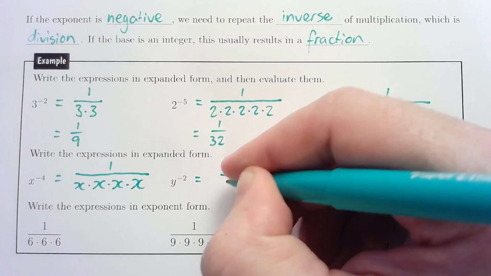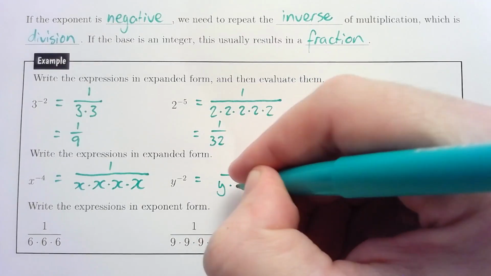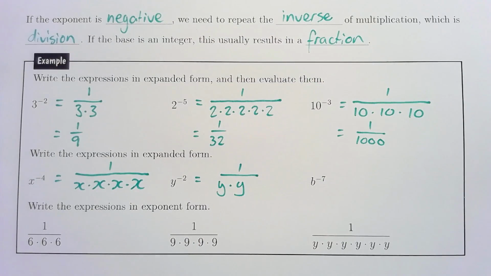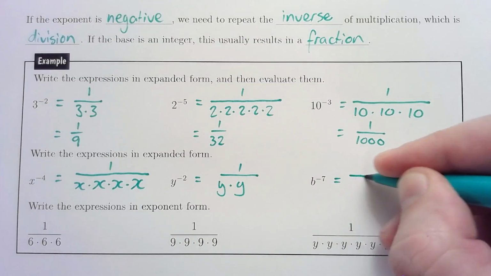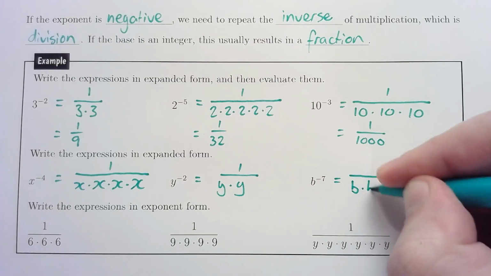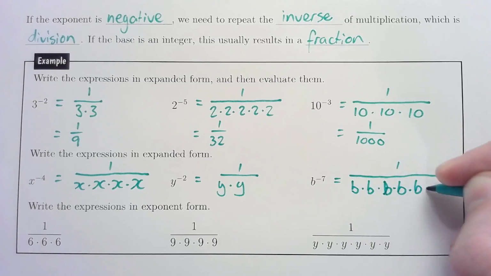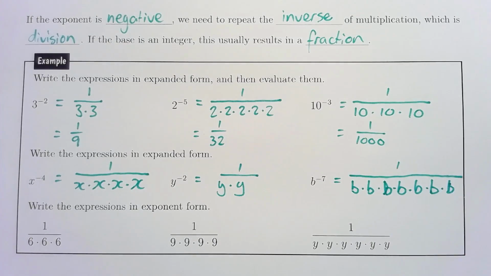Y to the power of negative 2 is 1 in the numerator and y times y in the denominator. And b to the power of negative 7 is 1 in the numerator and b times b times b times b times b times b times b in the denominator. Remember, in a fraction, the denominator is performing our division for us. So even though we're writing multiplication in these denominators, those numbers are actually being divided.